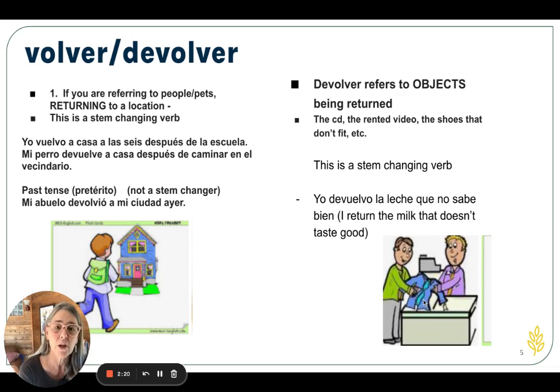So el hombre devuelve la camisa porque no sirve, right? Or yo devuelvo la leche que no sabe bien. I return the milk. The milk is an object. So therefore, we use devolver for objects and volver for people. That's the main message here. They might be confusing. You might say, why can't I use regresar? You can. You can say, yo regreso a casa. Usually regresar also is used for people, as opposed to objects getting returned.